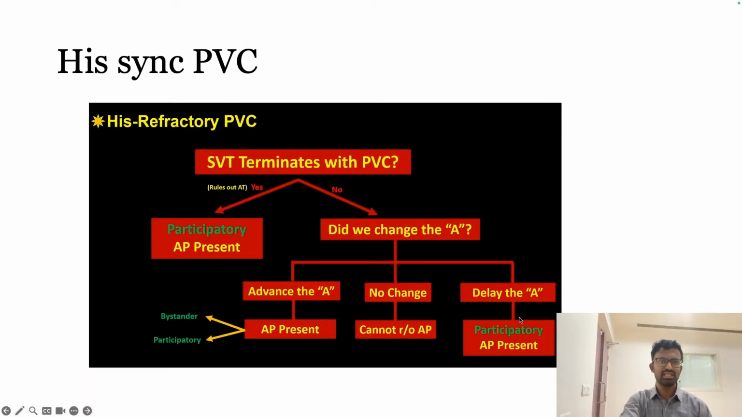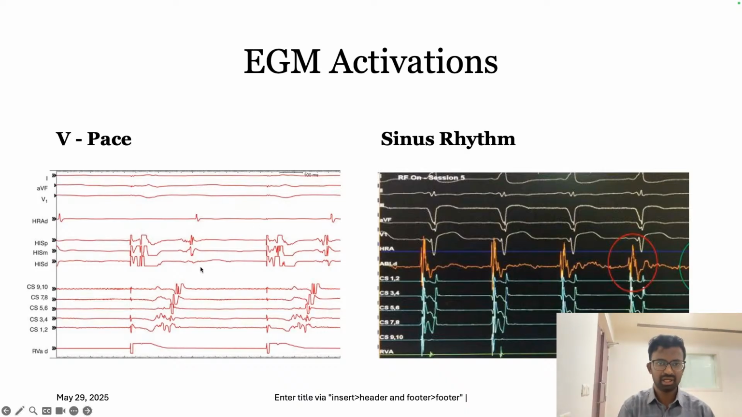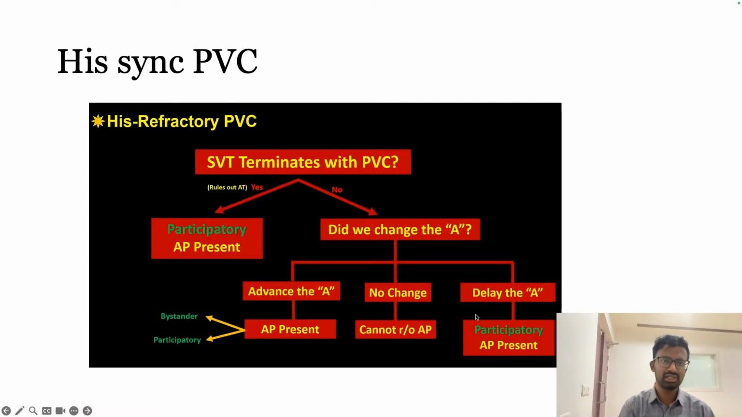Next, His-synchronous PVCs. This is a very, very important step in all SVTs. Those are the basic maneuvers while pacing. We checked V pace, we are checking retrograde conduction, and eccentric versus concentric. This is sinus rhythm. Once tachycardia is induced, how do we differentiate? This is the first and foremost thing that will come to our mind.